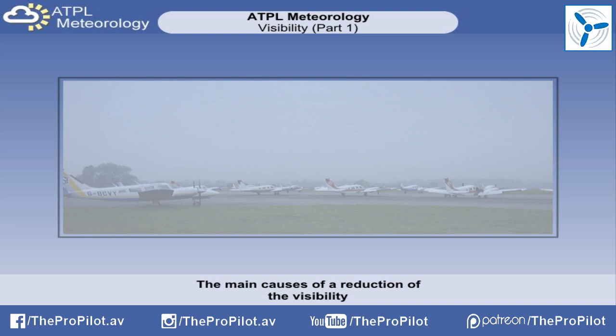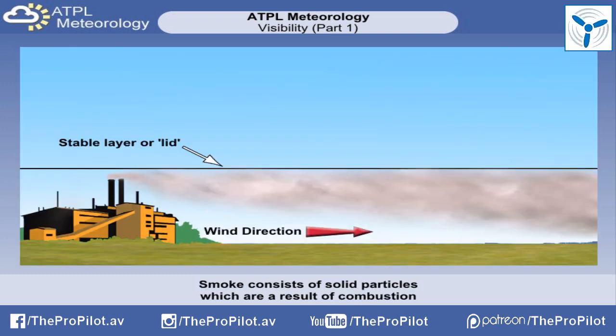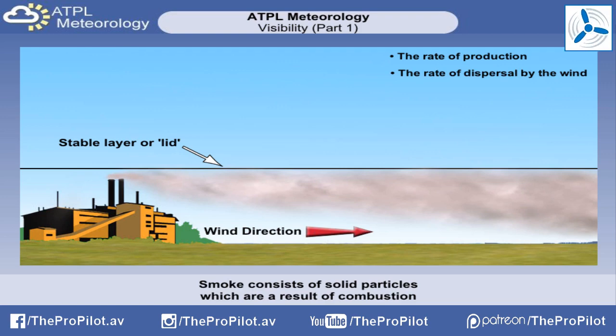Let's now consider the visibility reducers in a little more detail, namely smoke, dust, sand, precipitation, and suspended water droplets. Smoke consists of solid particles produced by combustion. Conditions will be worse in a stable atmosphere, and the reduction will depend on the rate of production, the rate of dispersal by the wind, and the distance from the source.